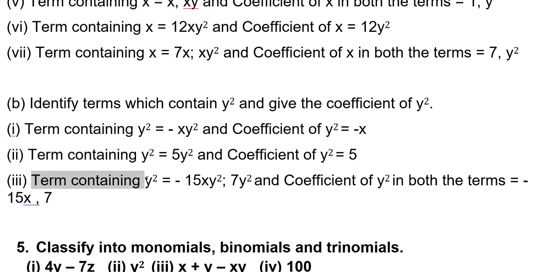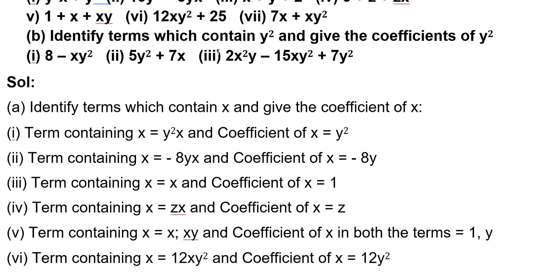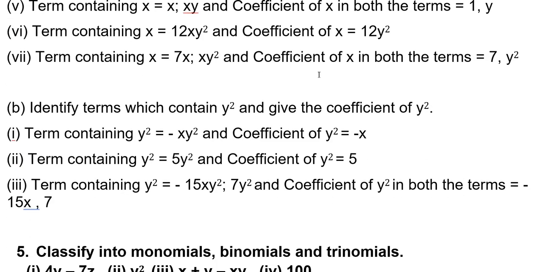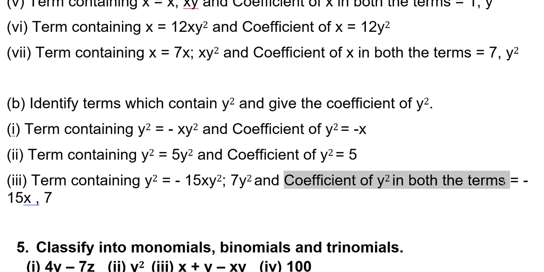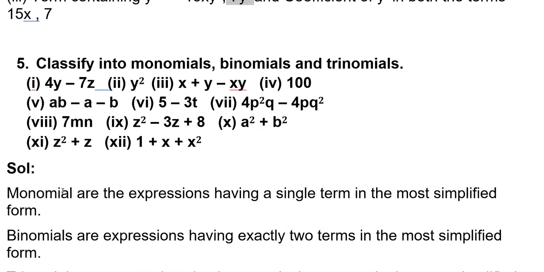The terms containing y square are minus 15xy square and 7y square. Because the terms contain y square, we have to find the coefficient. The coefficient of y square in the two terms is minus 15x and 7. 7 is the coefficient.